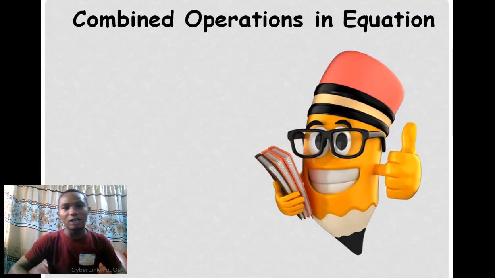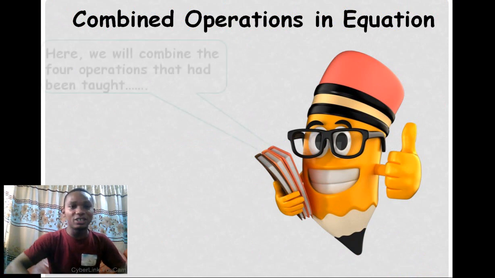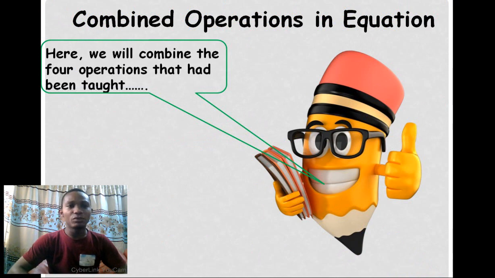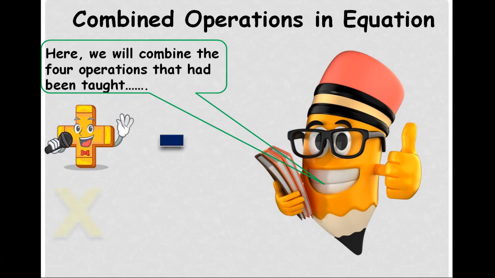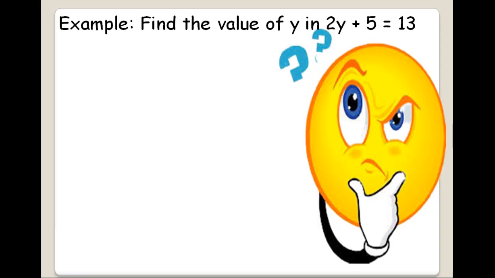Now let's look at combined operations in equation. Here we will combine the four major operations that had been taught in our previous class. The first one is addition, then subtraction, multiplication, and division. Then we are going to combine these four operations in today's work. Now, let's look at the first example.